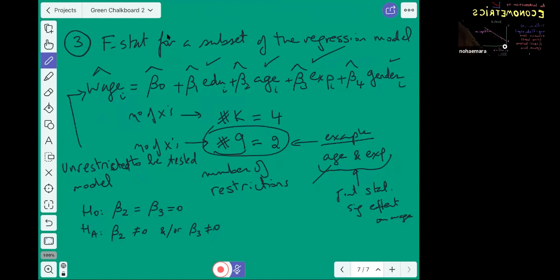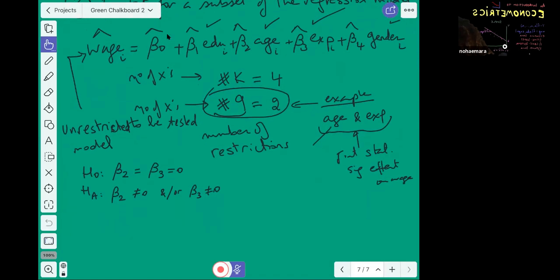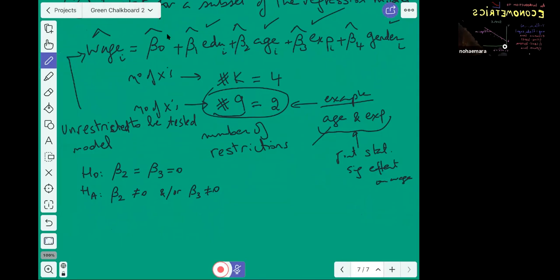So I have to write a restricted model. In order to write a restricted model, I'm going to use this model by dropping the ones that are equal to 0. So I'm going to see which ones are equal to 0. I'm going to rewrite the model, re-estimate the model. I'm going to have a certain intercept, and I'm going to have beta hat 1 education, it's not restricted, and I'm going to have beta hat 4 gender. So you have already removed beta 2 and beta 3 because they are restricted. We call this one the restricted model.